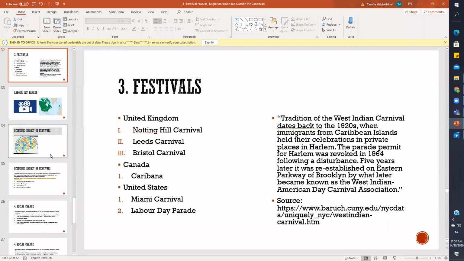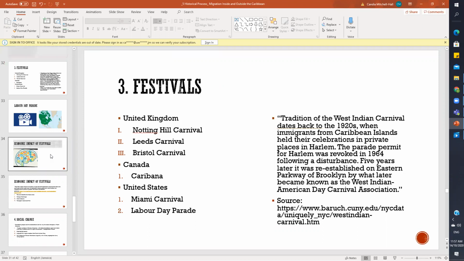Not only have we given them our culture, but we have also provided economic boosts for them, because once we are there and we have our carnival, we bring a lot of crowd, right? People just love Caribbean excitement.